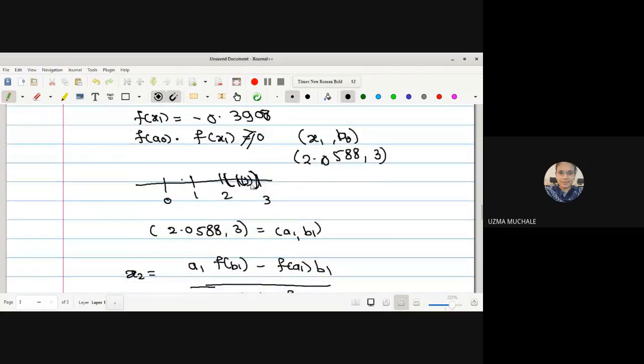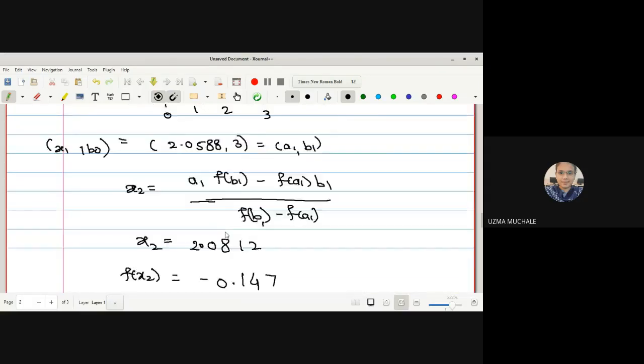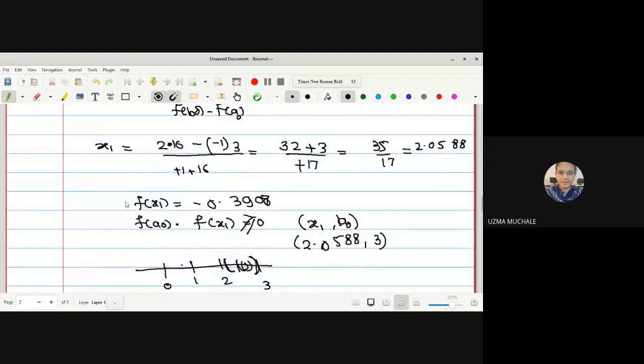Okay, this x1 b0 we have renamed as a1 b1. Correct. So the value of x1 is 2.0588. So x1 is nothing but your a1. So what will be f of a1? That is nothing but your f of x1.